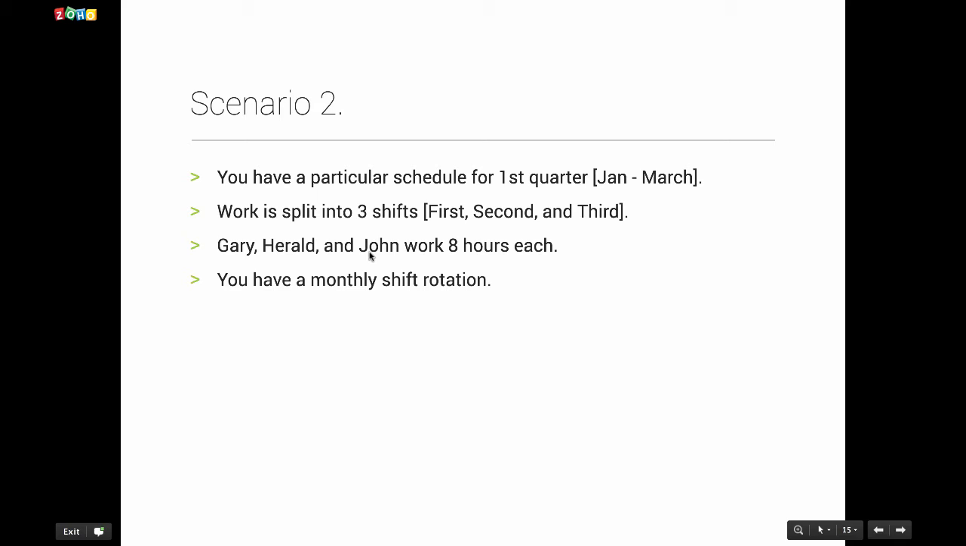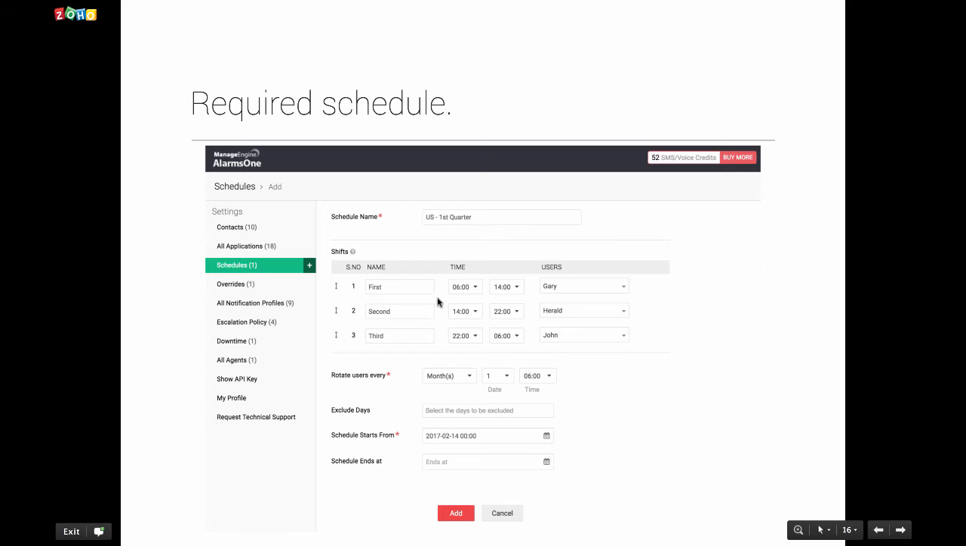So to configure it to work in this way, I'll show you an example of a schedule configuration. So this is an example for a monthly rotation shift. Here again, I have configured Gary, Harold, and John in my first, second, and third shift respectively. And I have given the rotation as month rotation and the date as 1, and I have specified the time as 6 a.m. So on 1st of every month at 6 a.m., this rotation happens.